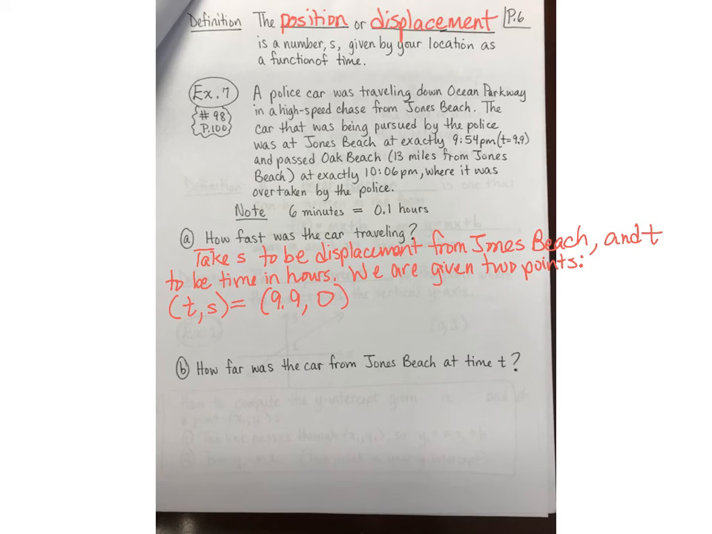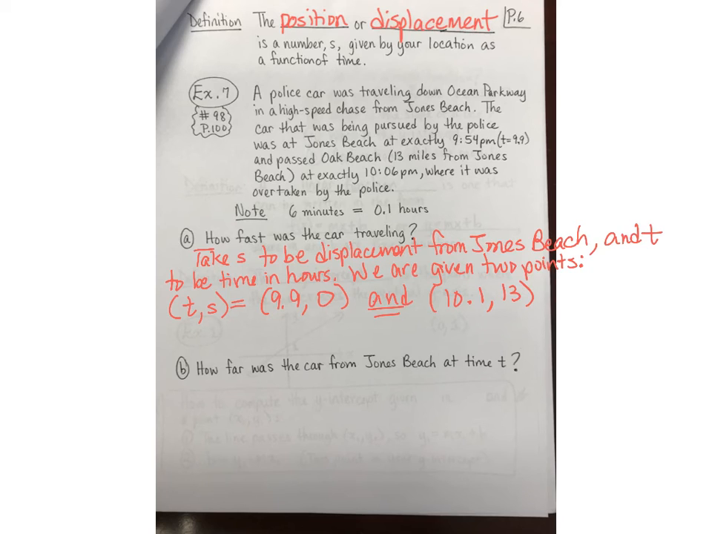So that's at 9:54 p.m. We had S was 0. And we also have, at 10.1, we have 13, because that's at exactly 10:06 p.m., 13 miles from Jones Beach. Okay, so we're asked to find the speed because we're asked to find out how fast the car was traveling.